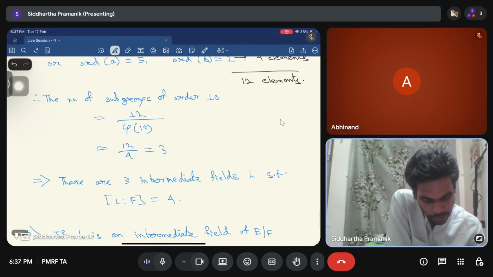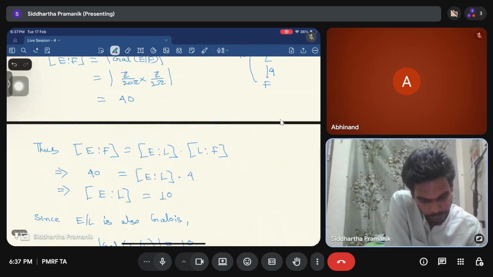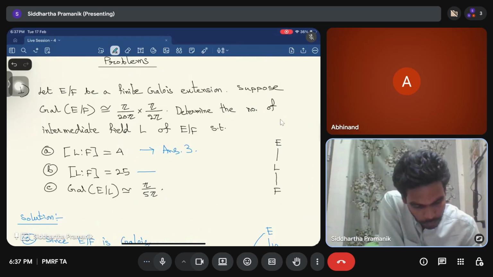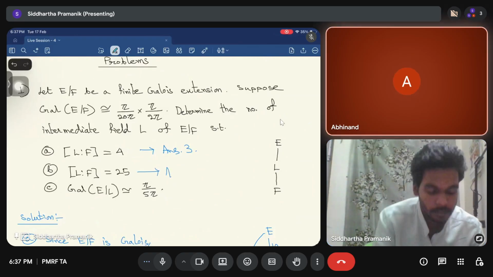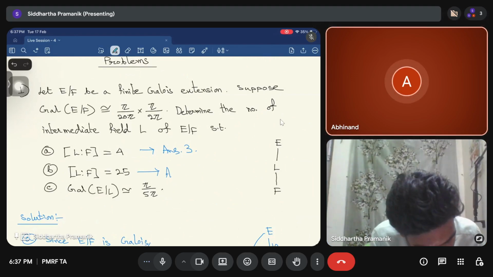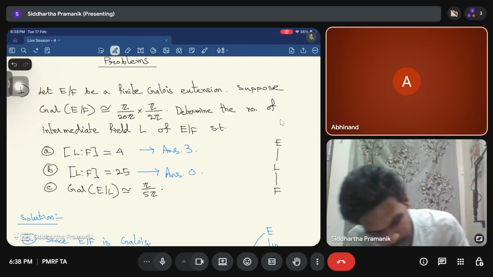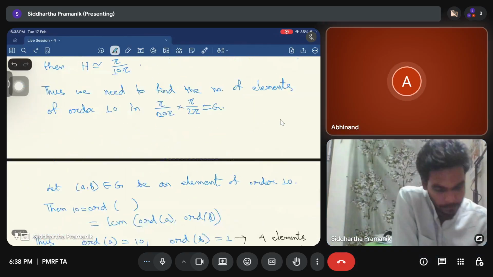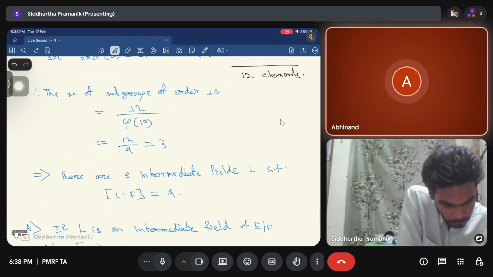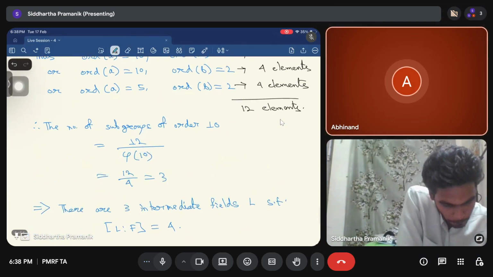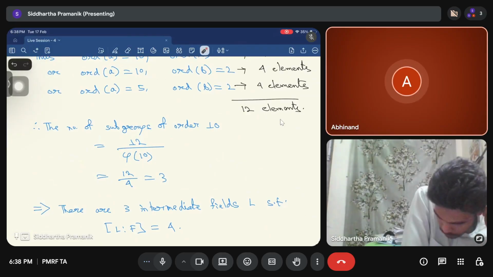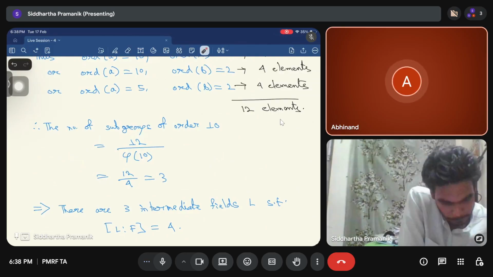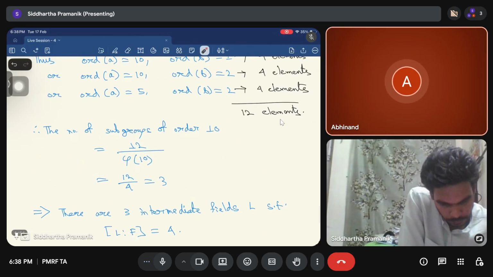So the second one is fairly easier. Sir, one doubt. In the first one, we divided the 12 by the Euler function of 10. How are we getting the exact number of subgroups by dividing by the Euler function of 10? Because all these 12 elements have order 10, so we can generate an order 10 subgroup with each of them.